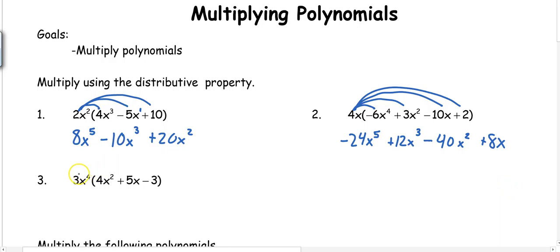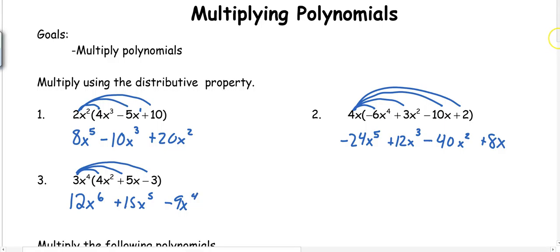Number 3, we're going to distribute 3x to the fourth to all three terms. So 3x to the fourth times 4x squared is going to get us 12x to the sixth. 3x to the fourth times 5x is going to get us 15x to the fifth. And 3x to the fourth times negative 3 gets us negative 9x to the fourth. Do not combine anything if they do not have the same exponents, which in this case they do not.